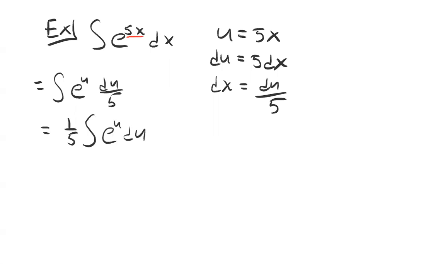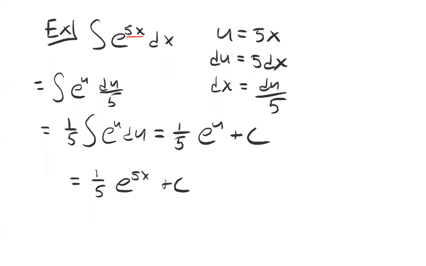And again, I know how to integrate this one. The function I differentiate to get e to the u is going to be e to the u, plus my constant, of course. And now I want to go back and just make it in terms of x. So this is 1/5 e to the 5x plus c. And that's the end of the problem.